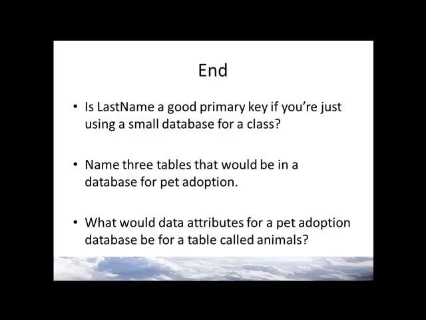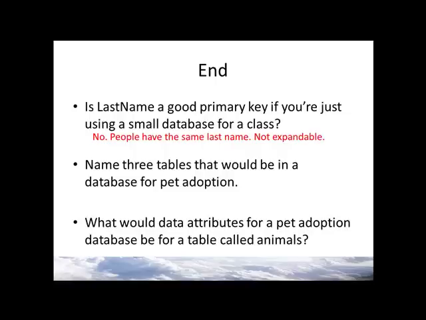We're at the end, so let's try to answer a few questions. Is last name a good primary key if you're just using a small database for a class? No, it really isn't. People often have the same last name. So it might be okay for your little class, but what if somebody joins the class? Or what if you use it for another class? It's not expandable to accommodate more students, and it's likely you would have a duplicate of last name.